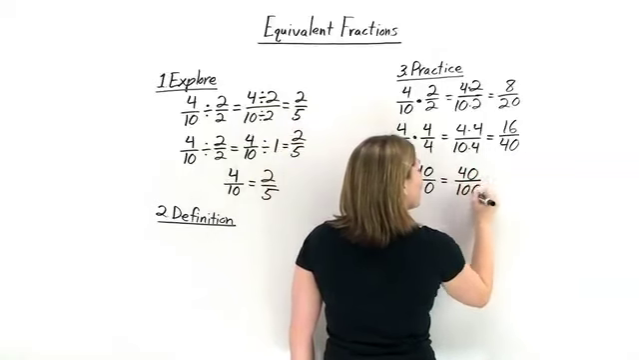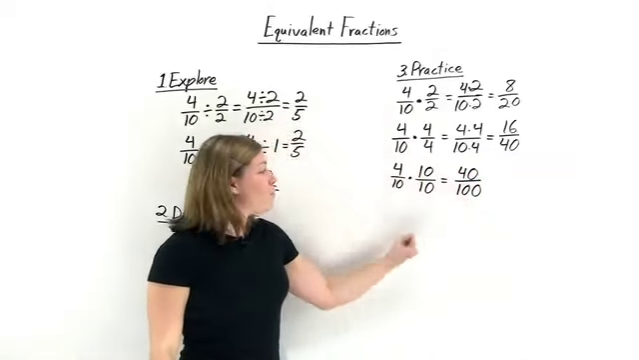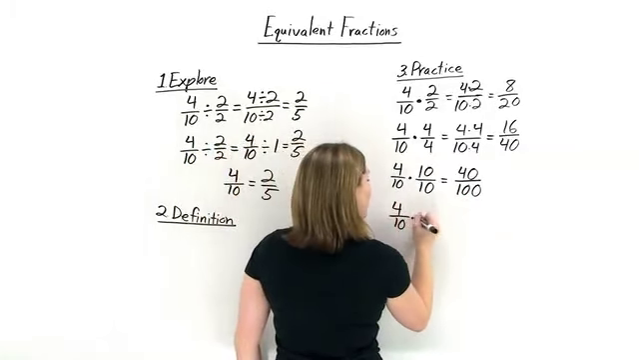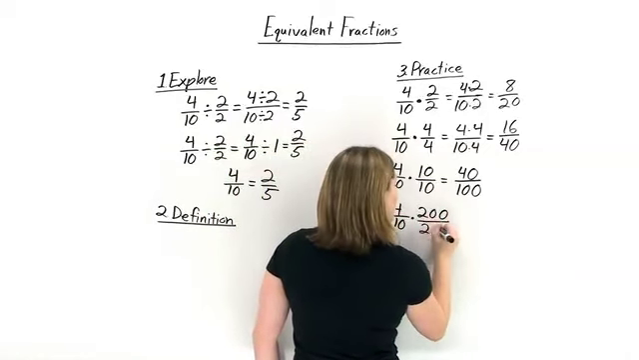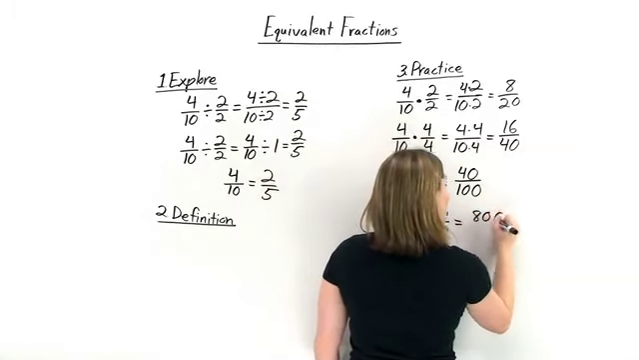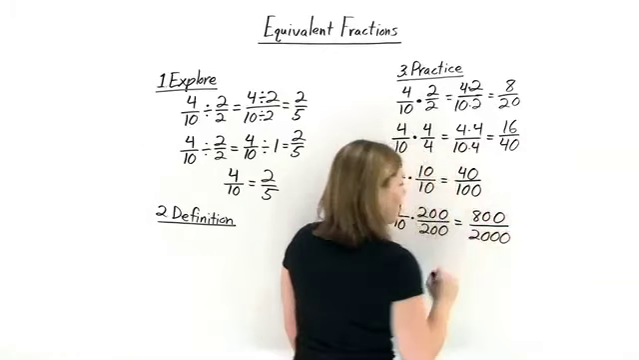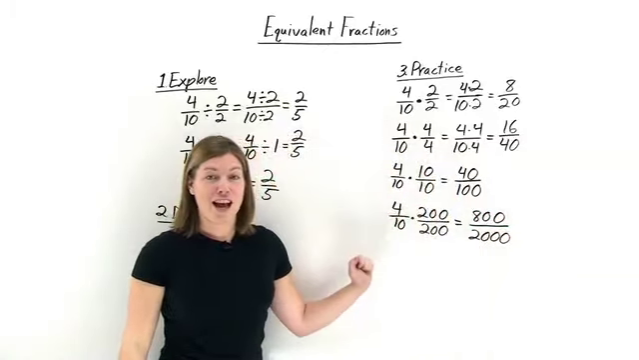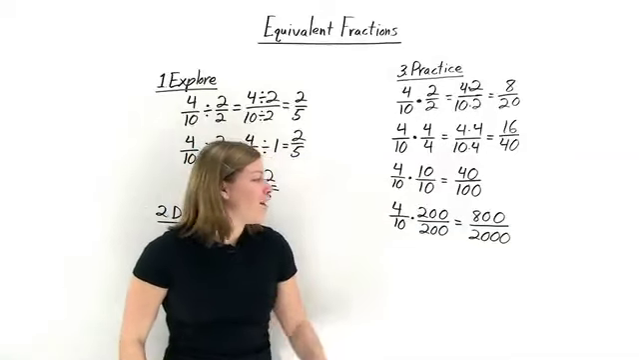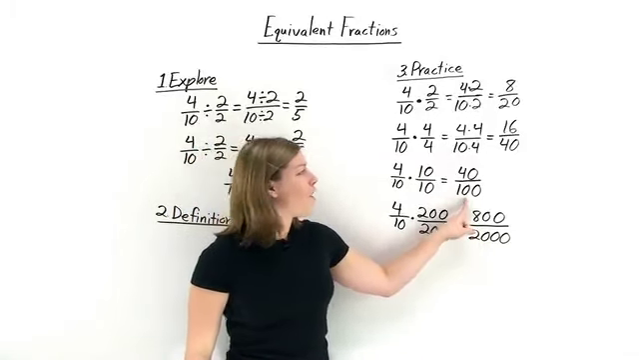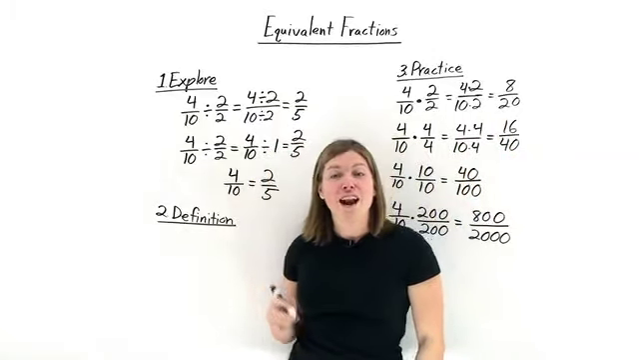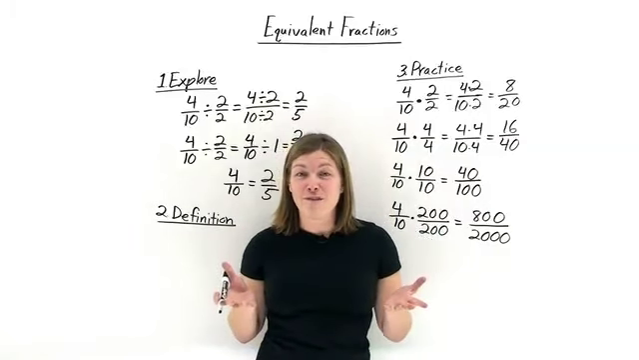Here, we end up with the equivalent fraction 40 over 100, just by multiplying by the fancy form of 1, 10 over 10. And we can even find another by taking our original fraction and multiplying by 200 over 200, another fancy form of 1. When we perform this multiplication, we get 800 over 2,000. Now this fraction looks a lot different than 4 over 10, but they are equivalent fractions. They have the same value. So here, 800 over 2,000, 40 over 100, 16 over 40, 8 over 20, 2 over 5, and 4 over 10 are all equivalent fractions. They all have the same value.